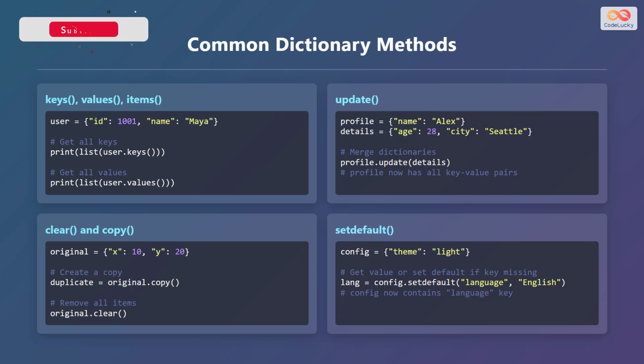The setdefault method returns the value of a key if it exists in the dictionary. If the key does not exist, it inserts the key with a specified value.